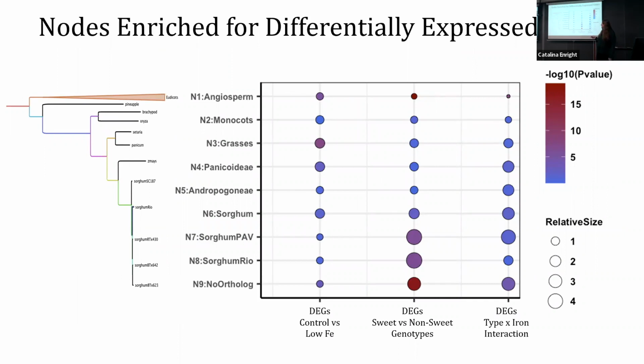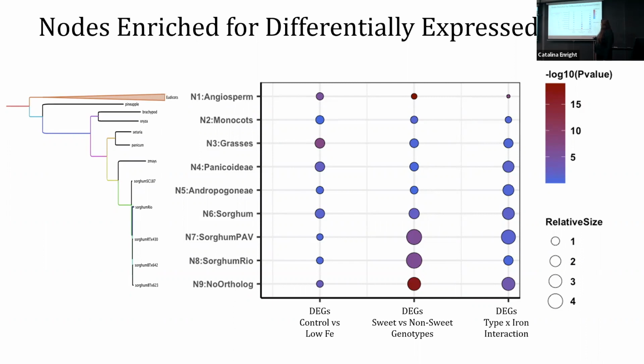And what we find, if you look at your differentially expressed genes for all individuals between your control and low iron conditions, you don't actually see particular enrichment at any one node. It's more or less distributed how you would expect based on how the genes are distributed across the history of the tree. You have a little bit of enrichment maybe in grass-specific genes, so genes at the origin of duplication of all the grasses, but that are shared among them.